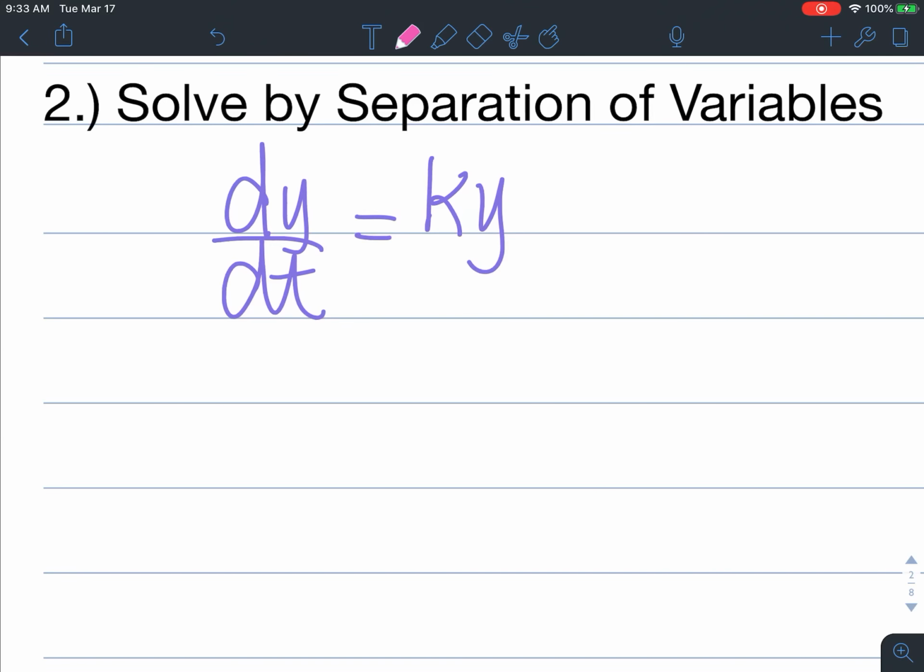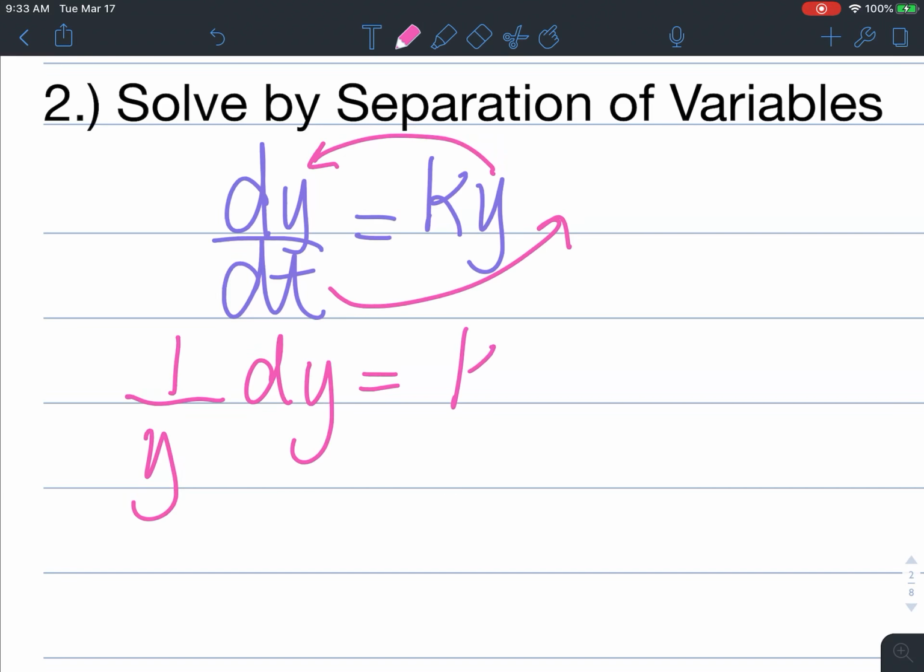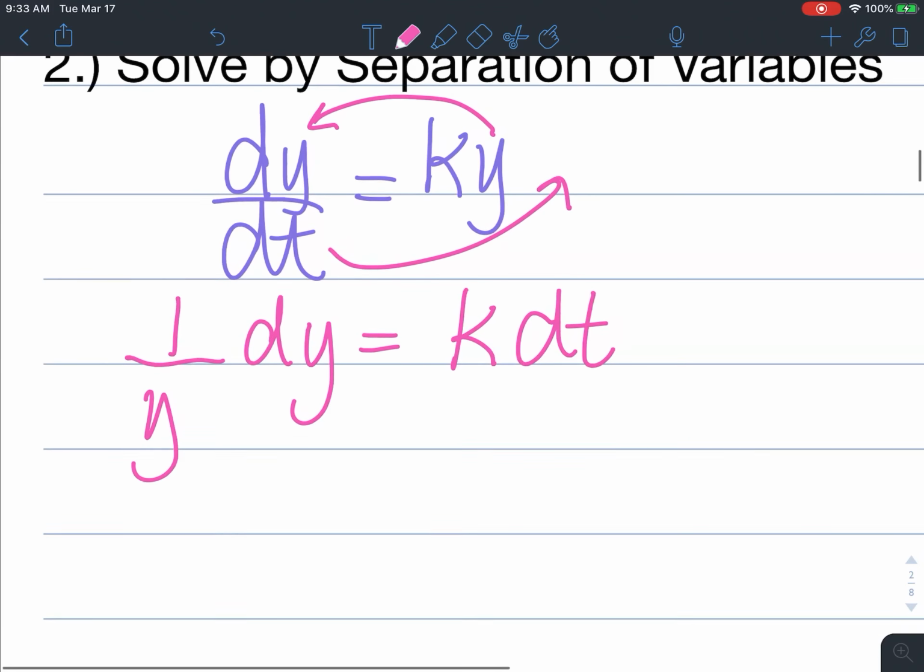Okay, so the first thing we're going to do is separate the variables. So we're going to have to get this y onto the left, and we're going to have to get t, which is like the x, over to the right. So that's going to be 1 over y dy equals k dt. Now, I know there's no t over here, but that's because the t is not in the rate.